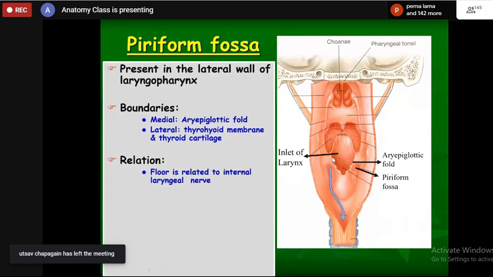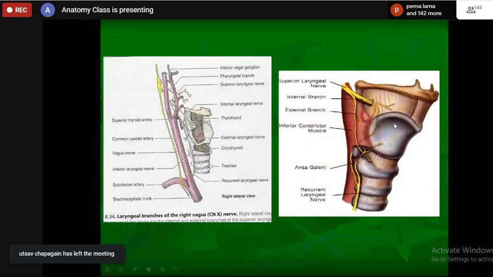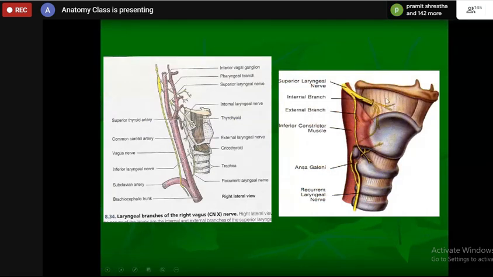Same, you just see this one. Can you see the lamina of the thyroid cartilage and hyoid bone, and the membrane known as the thyrohyoid membrane? So the piriform fossa will be present over here. So laterally we have the lamina of the thyroid cartilage and the thyrohyoid membrane. That is the lateral boundary.